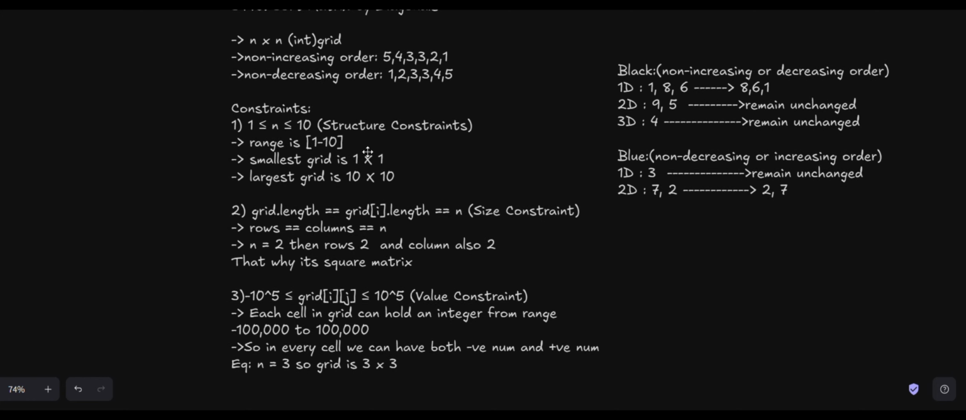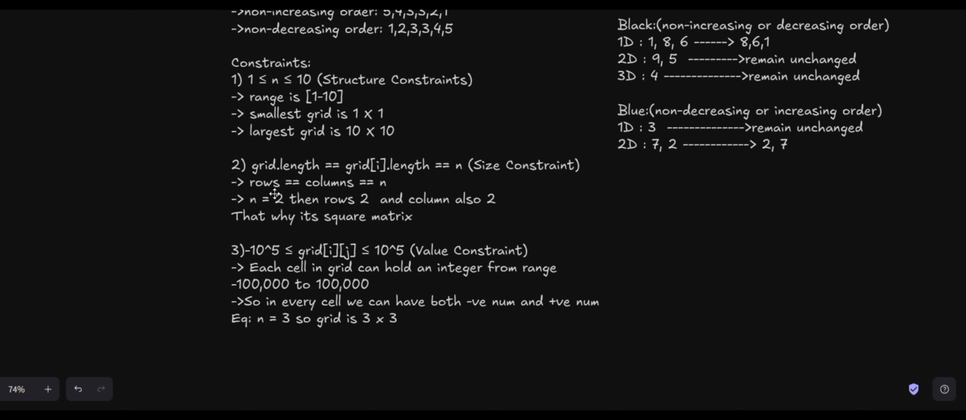So let's see the constraints. These are called structure constraints. The range, as you can see, is 1 to 10. The smallest grid that can be formed is 1 by 1, and the largest grid is 10 by 10. This is called the size constraint. The rows equal the columns, and the columns equal n. So if n is equal to 2, then the rows are 2 and the columns are also 2. That's why it's a square matrix.